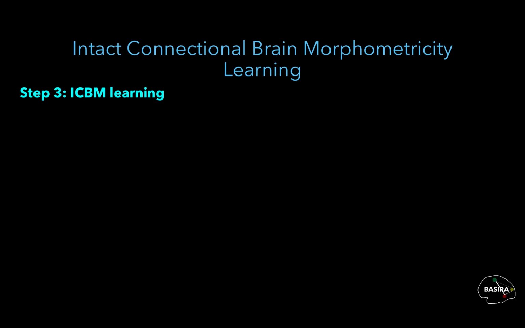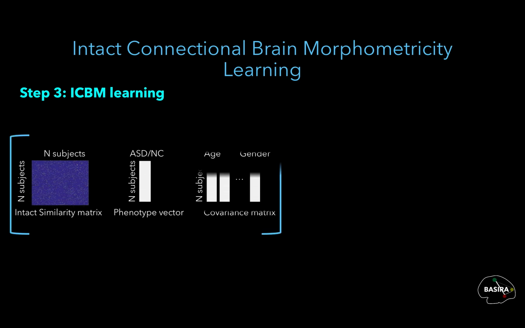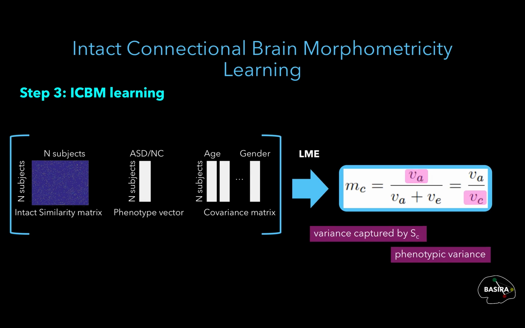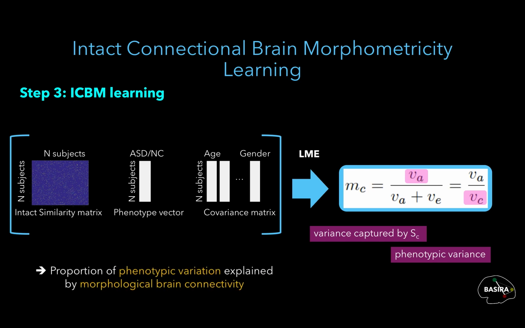This results in using the generated similarity matrix along with the phenotype vector and the covariance matrix to compute intact connectional brain morphometricity MC as follows. So this is the formula. Here VA is the variance captured by the estimated similarity matrix ST, and VC is the phenotype variance, so that the proposed ICBM can be described as the proportion of phenotypic variation that can be explained by morphological brain connectivity.